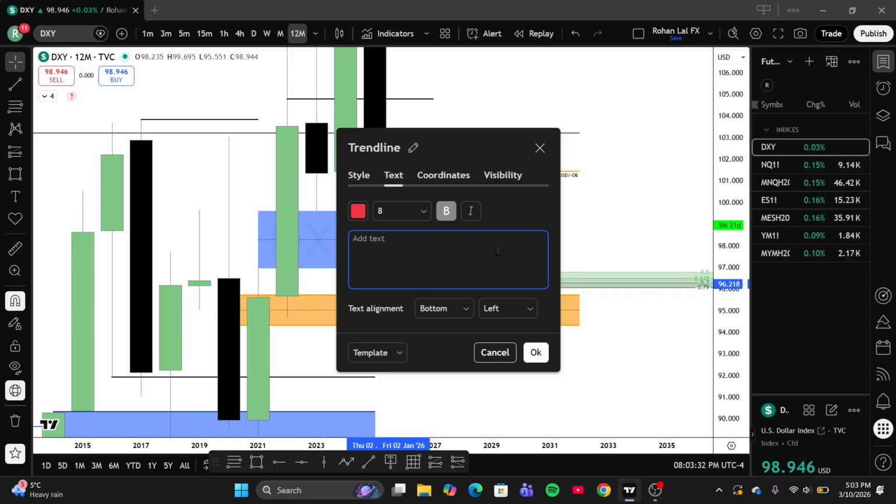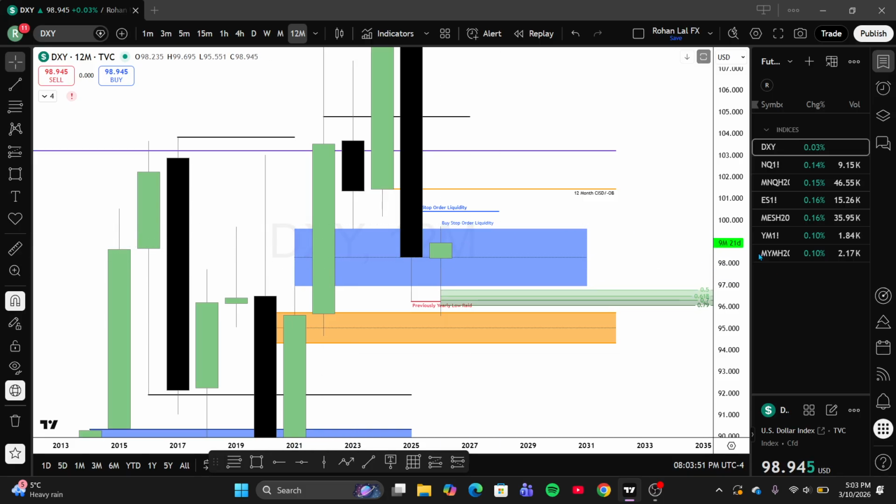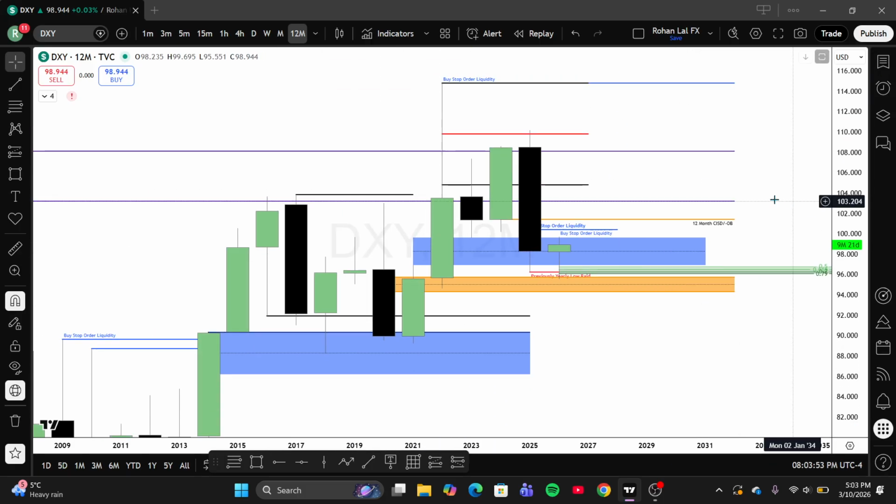So I'm gonna mark this out as a yearly, previous yearly low raid, so that we do know that price raided this low, previous yearly low raid. So you can see this is the 12-month time frame here on the dollar index.